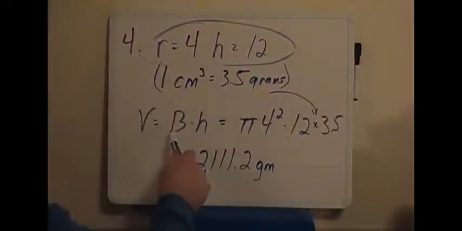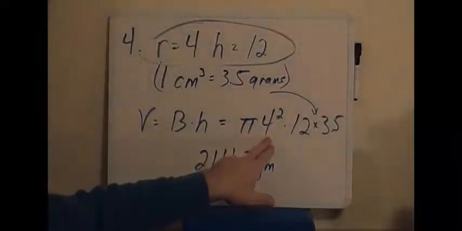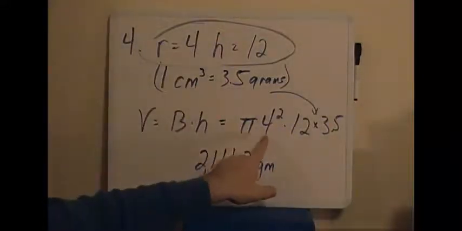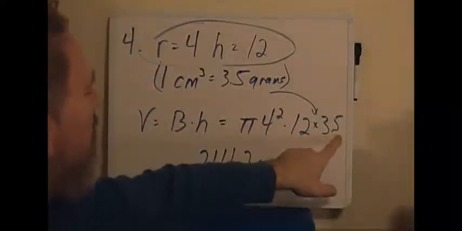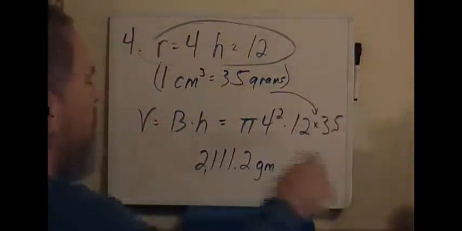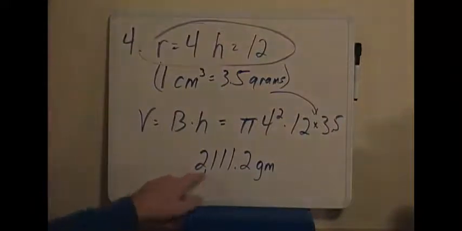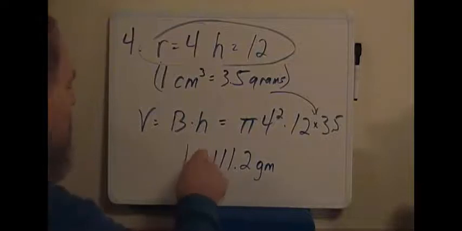So volume is the base times the height, area of the base, remember. Pi r squared, since the radius is 4, it's pi 4 squared times the height of 12. And then we're going to multiply right away times the 3.5 grams per cubic centimeter. And put it all in the calculator, very easy. 2,111.2 grams for your final answer.